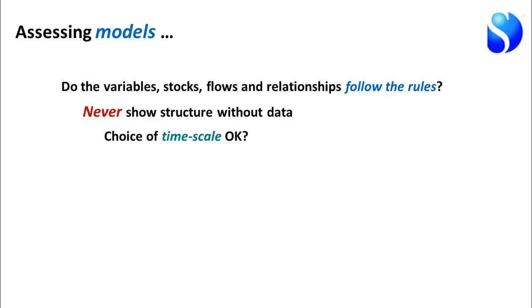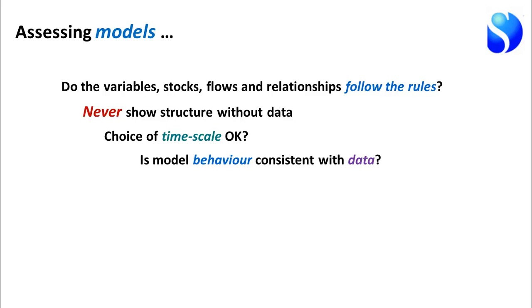Have they made a good choice of timescale? Is this business plan playing out over the next 6 months, or is it 10 years? If you're in the utility industry, you're making decisions that will play out 20 years into the future. If you're in Facebook, you're making decisions that will play out over the next few weeks. Is the model behaviour consistent with what the data's saying?